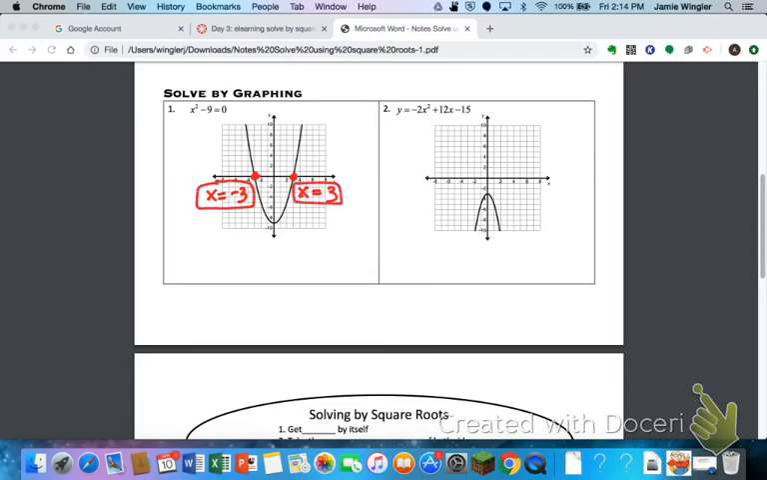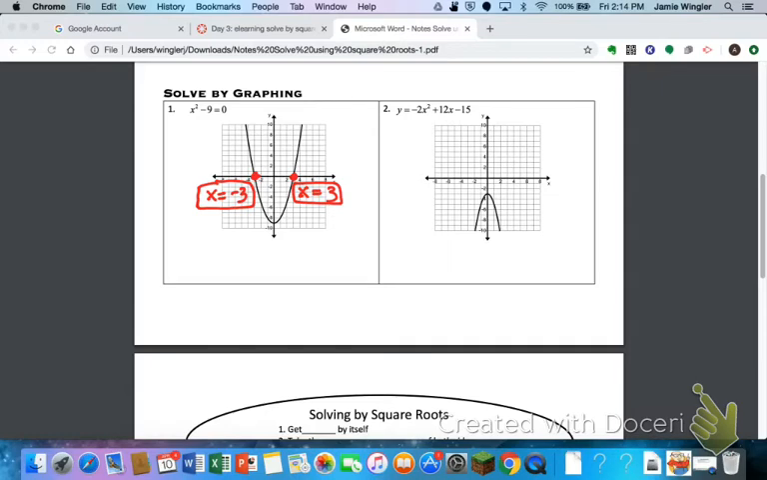I want to show you how it's related to factoring. So in this case, actually I'm not going to show you that today. What you did right there is good enough. We don't have to go any further. You just have to look to see where it crosses the x-axis and we're done.